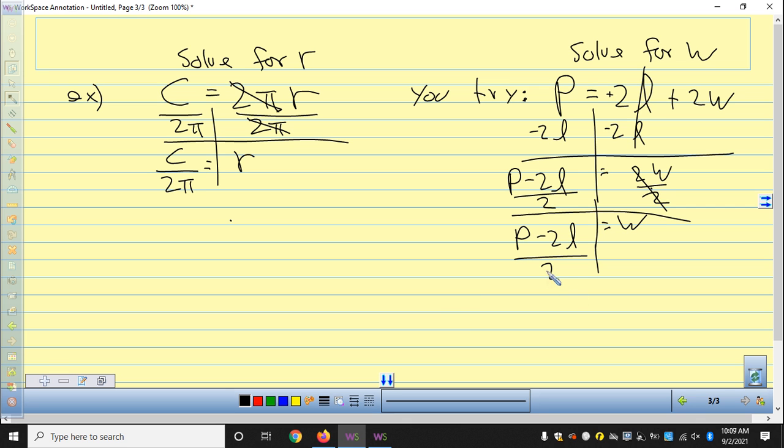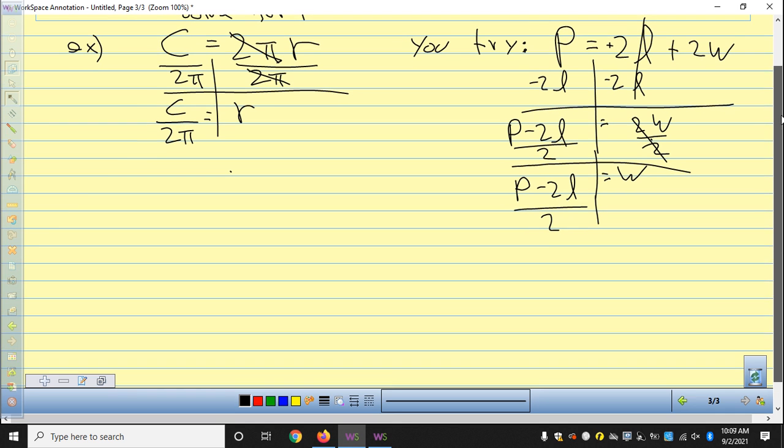This 2? Yeah. I had 2W. So at the end, to get the 2 away from the W, I need to divide both sides by 2. I had to divide everything by 2. Okay? All right.